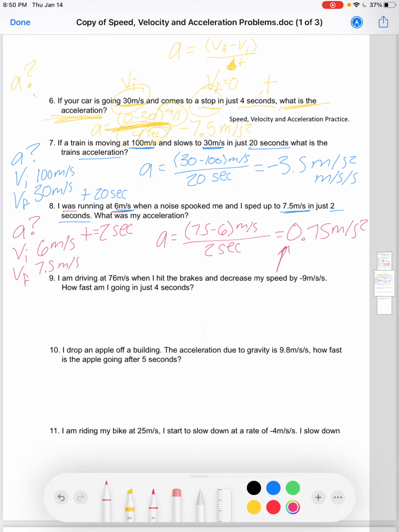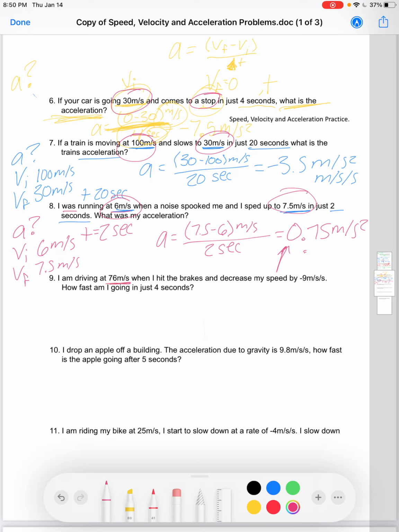Okay, so this answer was positive because I went from a lower to a higher velocity, whereas these ones you were slowing down, so your acceleration is actually going to be negative. And if you were looking at that on a graph, it would be a curve going downward, whereas a positive acceleration would be a curve going upward.